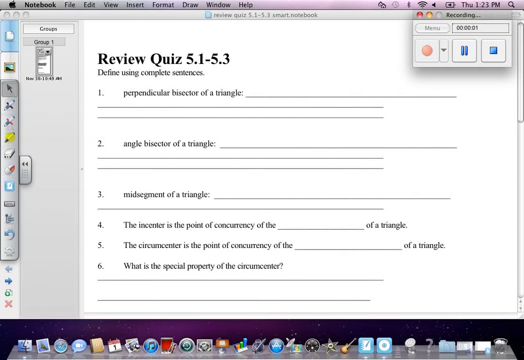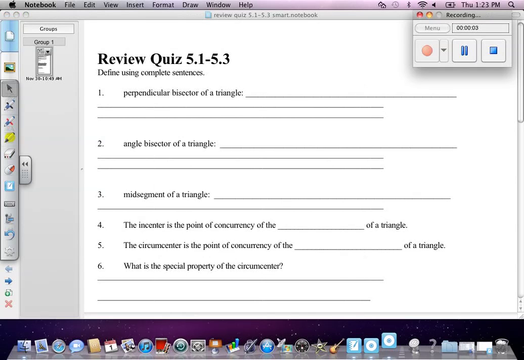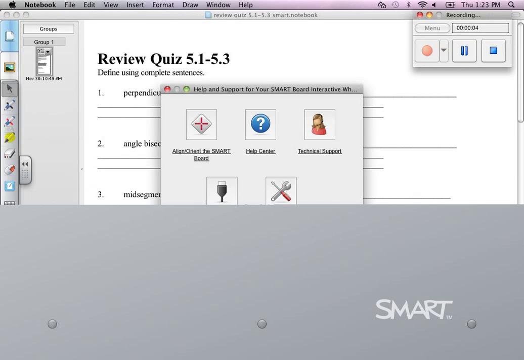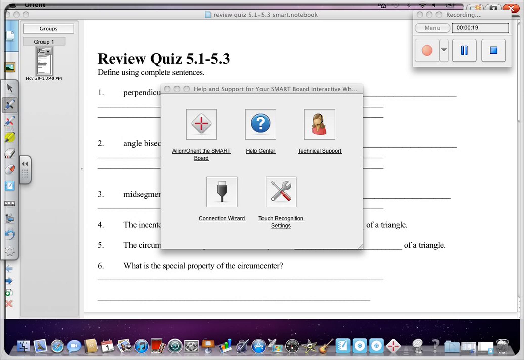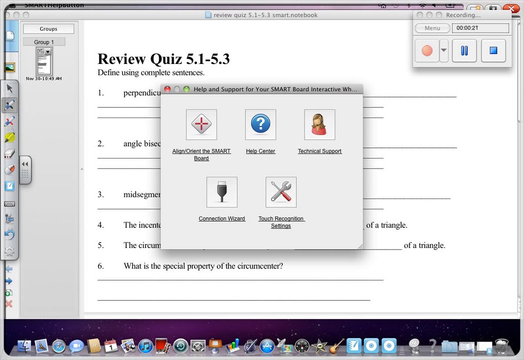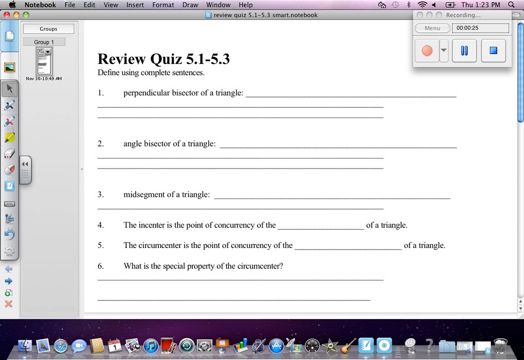All right, ladies and gentlemen, we're going to go over the proof, but let's do some of this out loud so you remember. Perpendicular bisector cuts the sides in half, so that they're equal distance from each other, and it's 90 degrees. It does not necessarily go through the vertices, the points of the triangle.